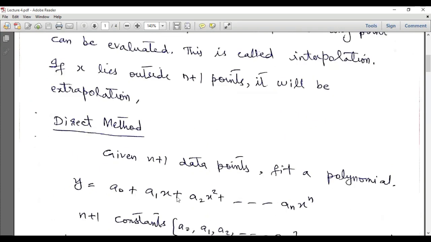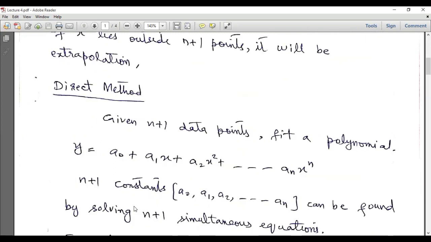The first method to do interpolation is called the direct method, and in the direct method we will use the conventional polynomial y equal to a naught plus a1 x plus a2 x square plus so on up to a n x raised to power n. If we have a function of any shape, we can use this polynomial to represent that function, even if that is a cosine function, sine function, any trigonometric, logarithmic, exponential, or any other function. All those functions can be represented by such an infinite polynomial.